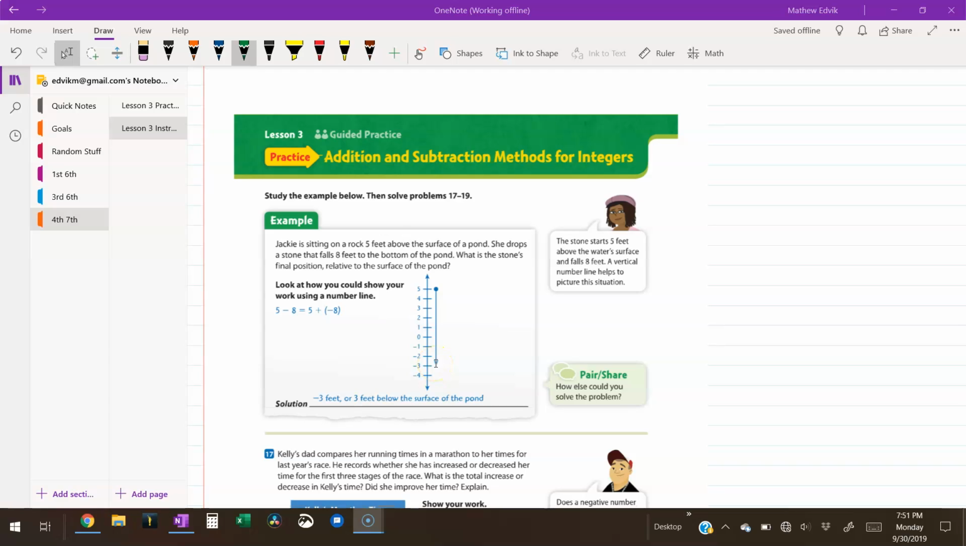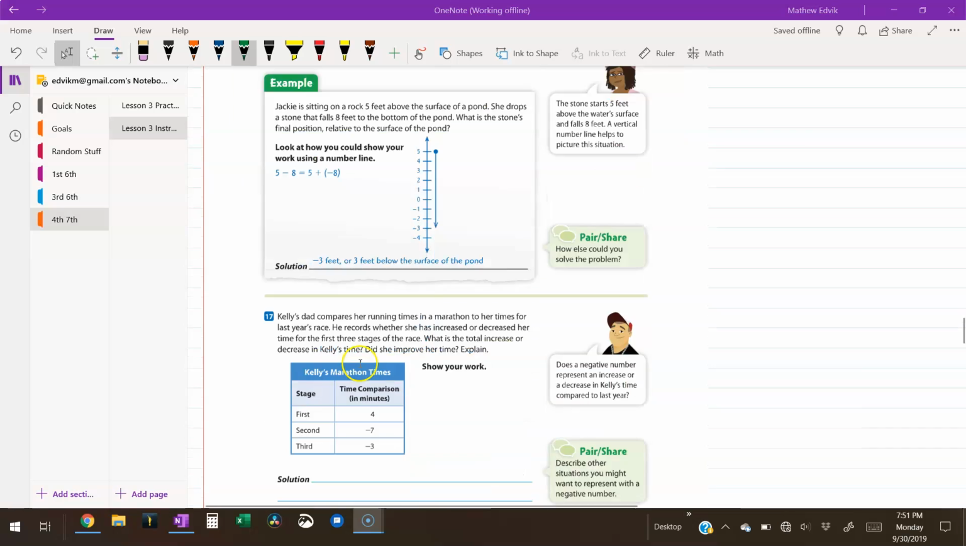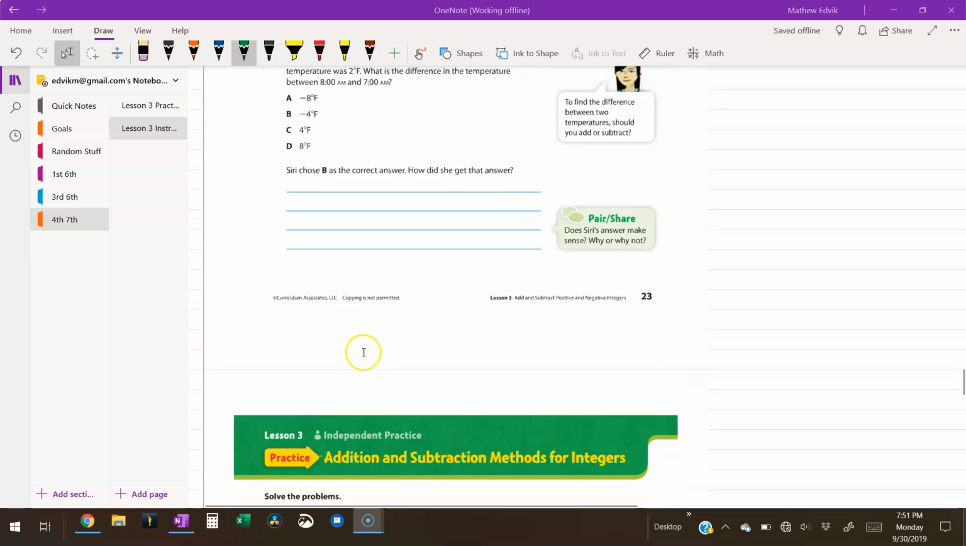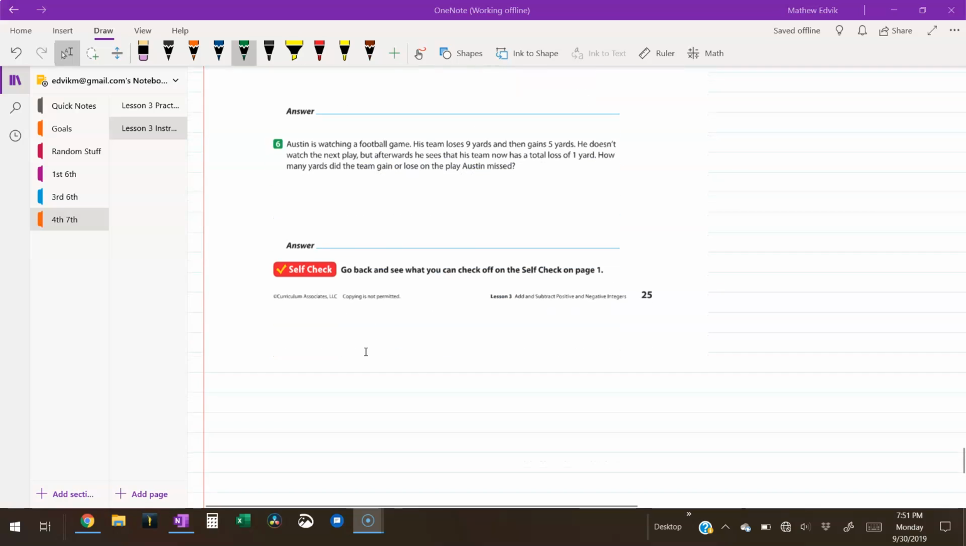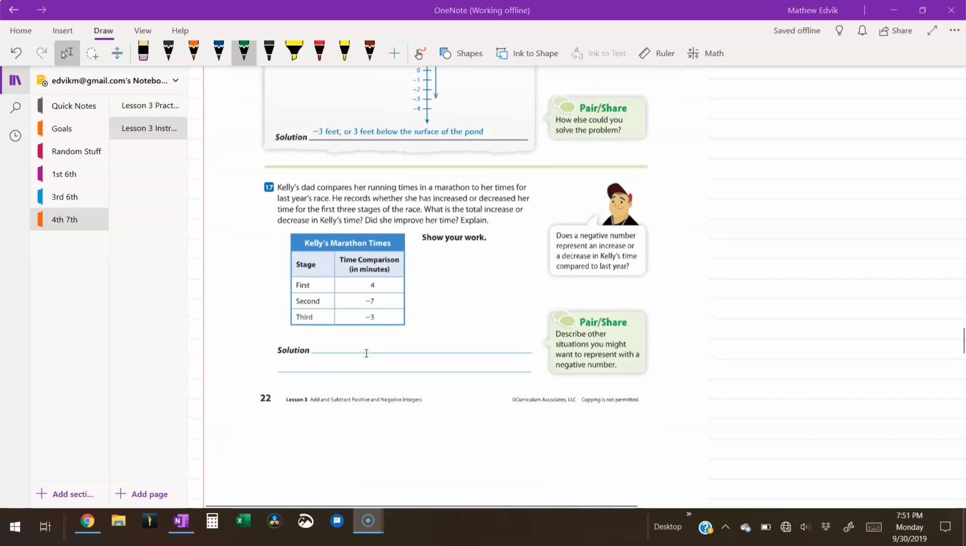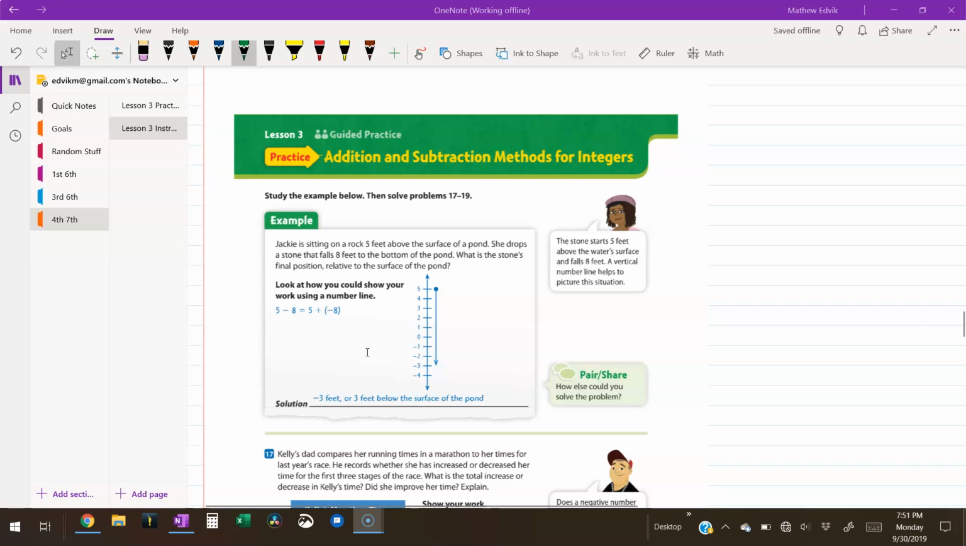Okay, we are going to work on pages 22, 23, and 24 and 25 today in this video. So we are still working on addition and subtraction methods for integers. And so we're going to look at this example here.